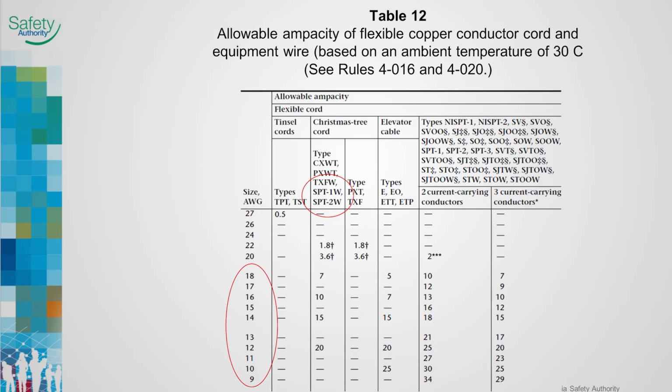These SPT1 and SPT2 flexible cords are new to Table 12. Changes to Table 12 include odd-size conductor listings and their ampacities, new flexible cord types SPT1W and SPT2W, and new notes for SPT1 and SPT1W. That's all for Section 4.